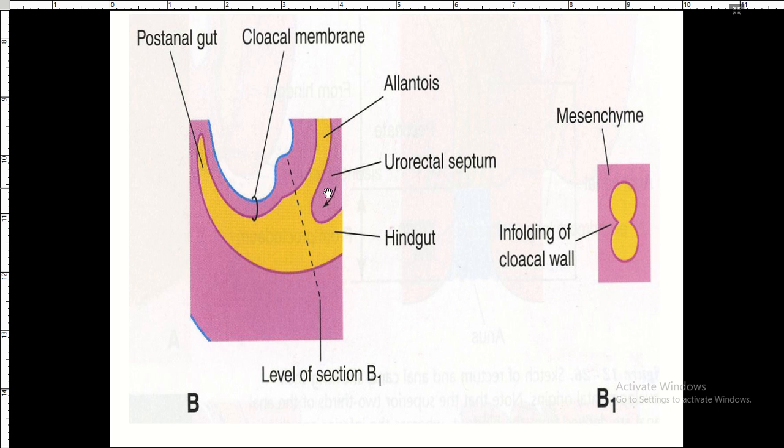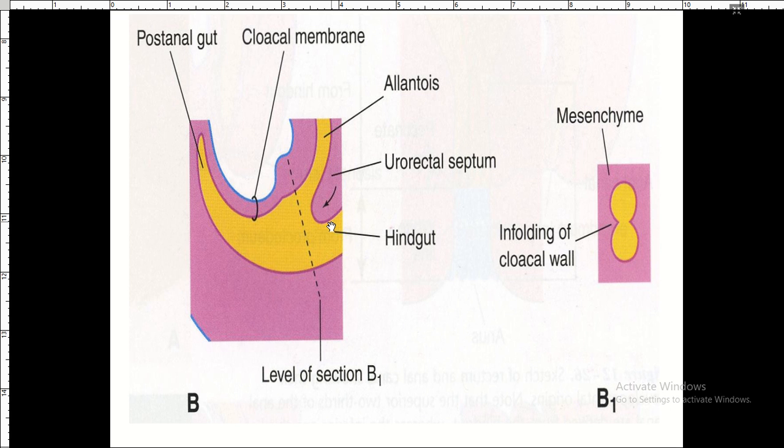You can actually see that the urorectal septum is growing. If you take a section from this position, we can see that the urogenital sinus and the rectum, or the anal canal, are in communication. You can actually see the communication right here.